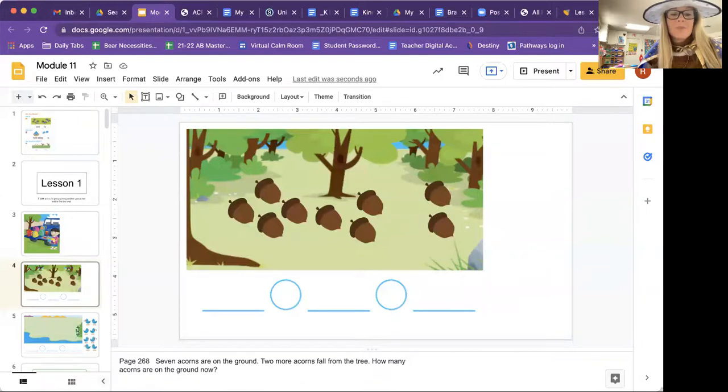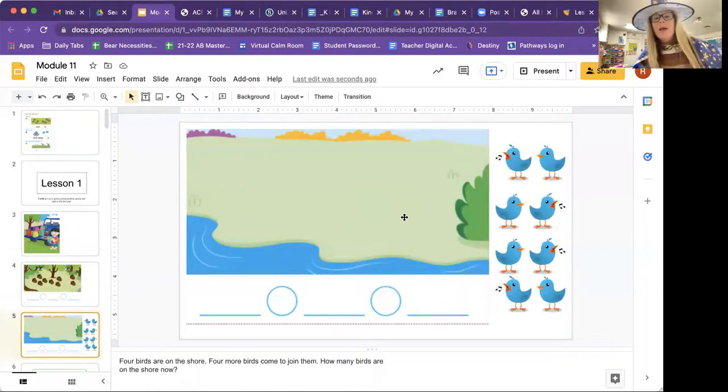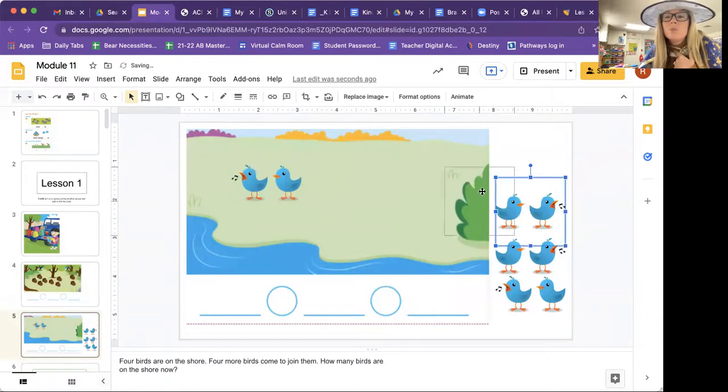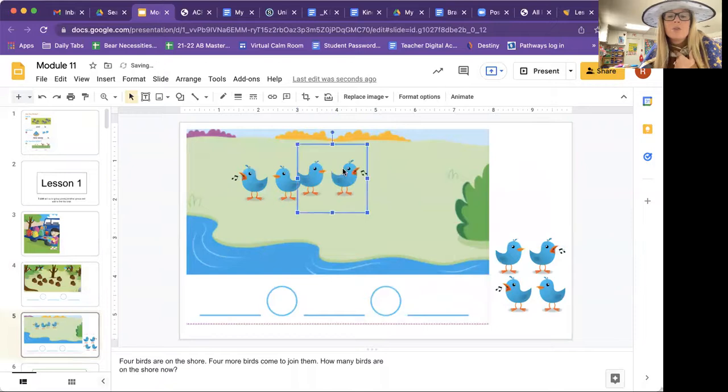Let's go to the next problem. And it looks like you have a nice little, is that a pond? Or a lake, maybe you're at the lake. Let's see what we have to say here. 4 birds are on the shore.